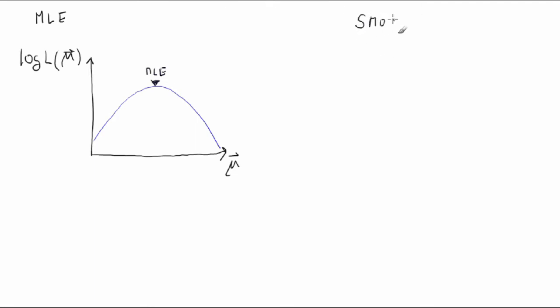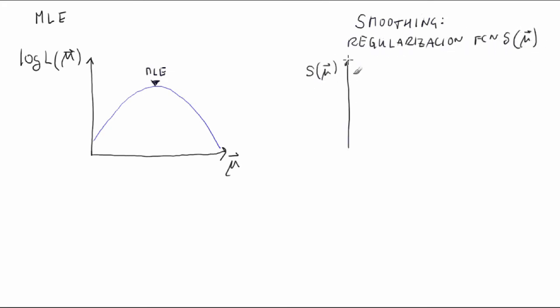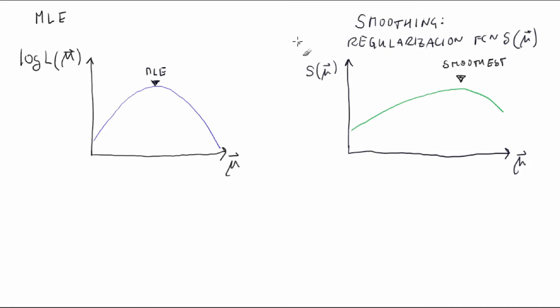The smoothness of the result is enhanced by adding a so-called regularization function S of mu vector to the log likelihood function. The regularization function is a function of just mu vector, and it doesn't depend on data. Clearly, the maximum of log L of mu vector plus S of mu vector is at a different point than the maximum of the likelihood function alone. The estimated histogram is simply smoother.